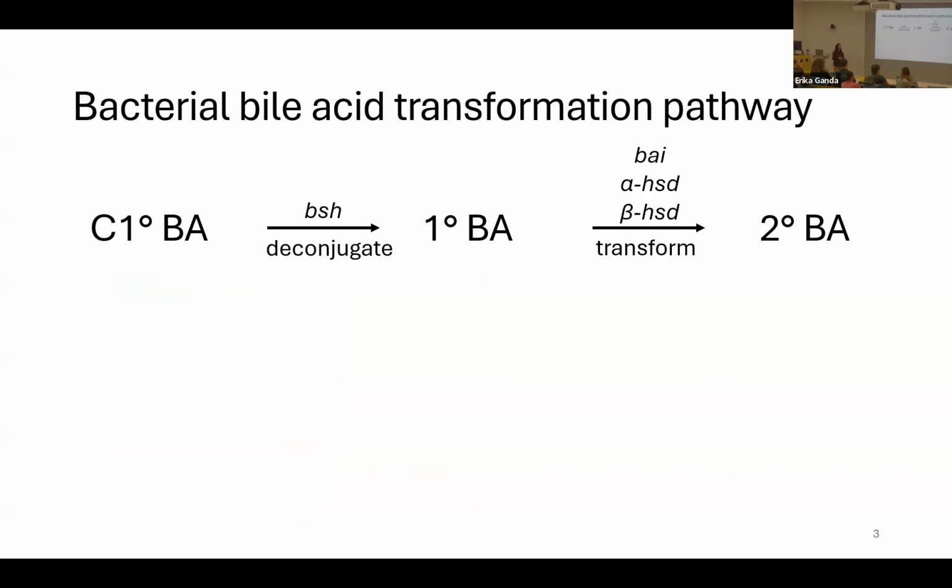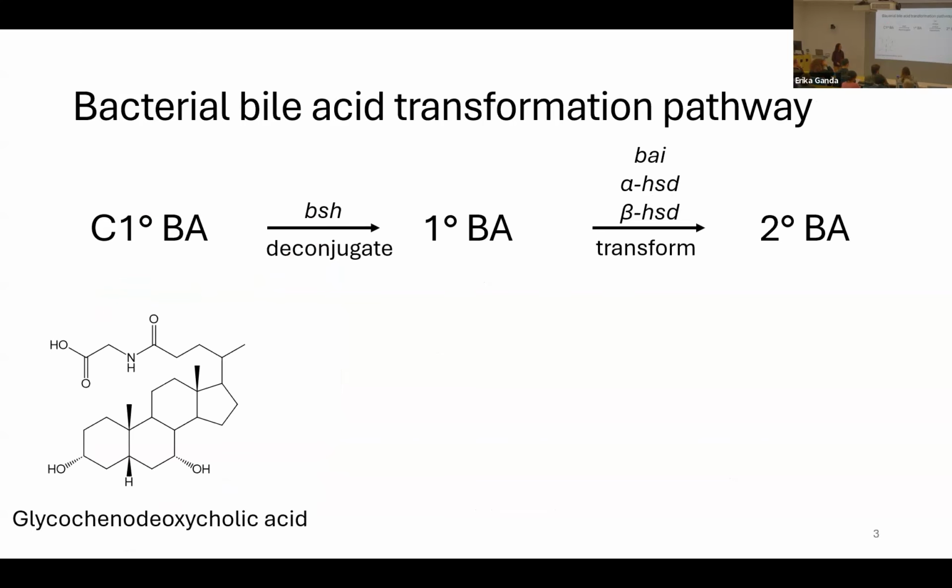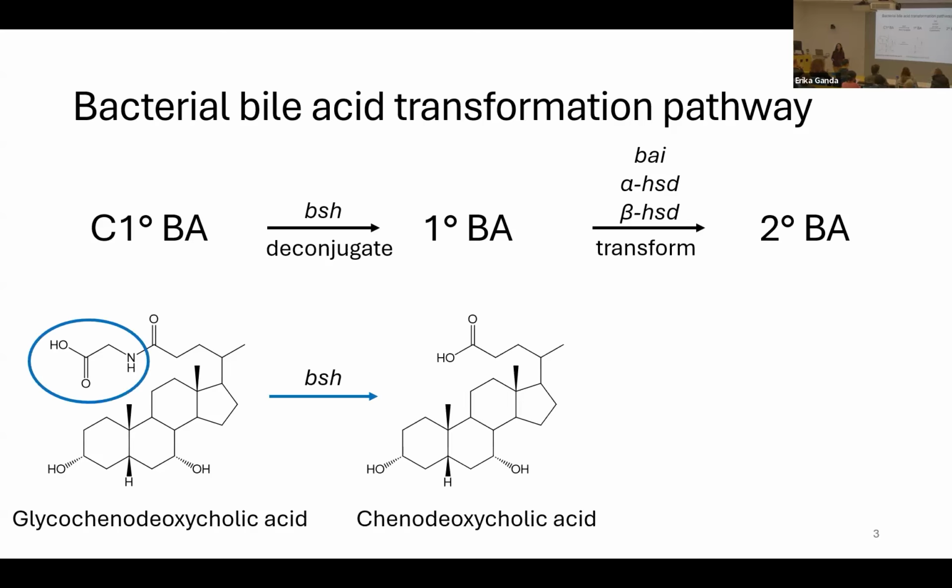So these host-derived conjugated primary bile acids, in this example, I'm showing glycochenodeoxycholic acid, right? So this is a chenodeoxycholic acid with a glycine conjugated at the C24 carbon position. These must be deconjugated as a first step to release free primary bile acids. So in this case, I'm showing chenodeoxycholic acid. And the enzyme responsible for this deconjugation is bile salt hydrolase, and these are bacterial enzymes.